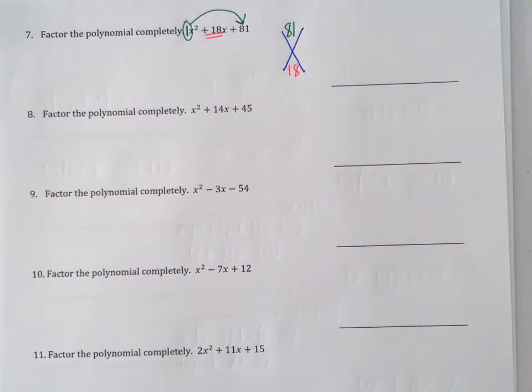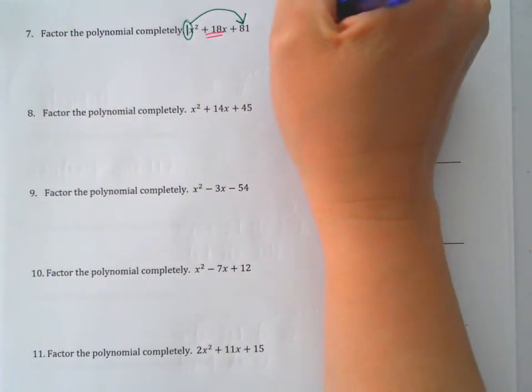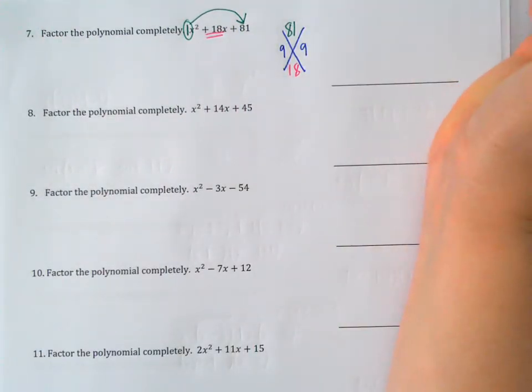If you guys have your 15 by 15 multiplication chart that I posted with these types of problems, then you guys can use that. Like, see what 2 numbers multiply together to get me 81 and add to get me 18. And if you got 9 and 9, you would be correct.